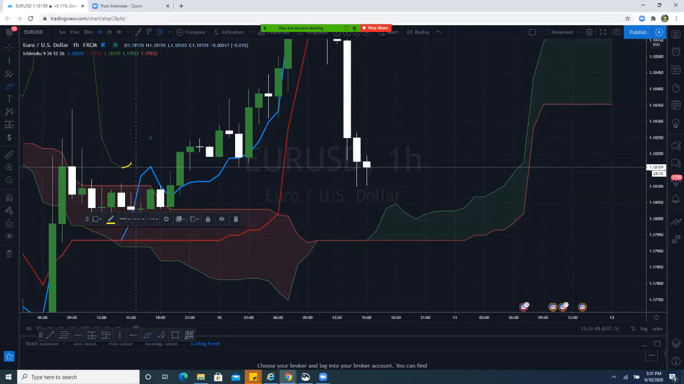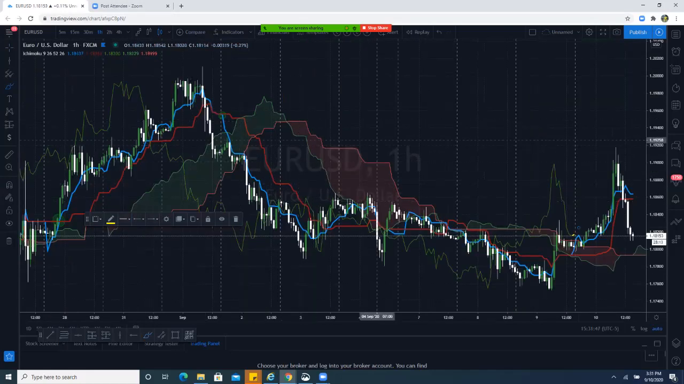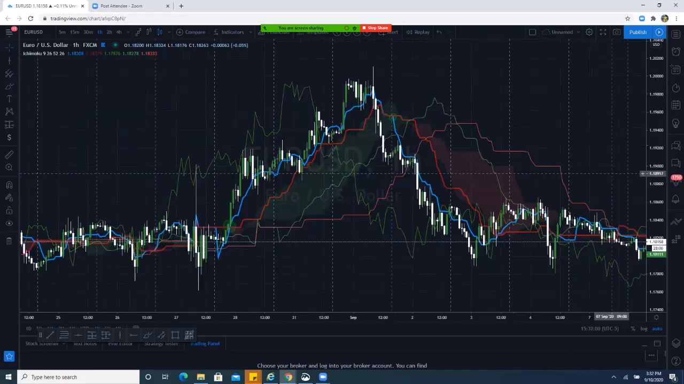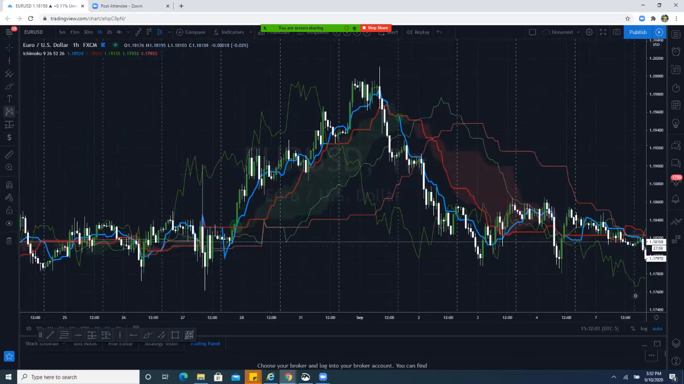So to recap, the first part of the Ichimoku Cloud is that the clouds are also a form of support and resistance, not only telling you the trend. You see how right in this area, the cloud was a form of support. In this area here, the cloud was a form of resistance.